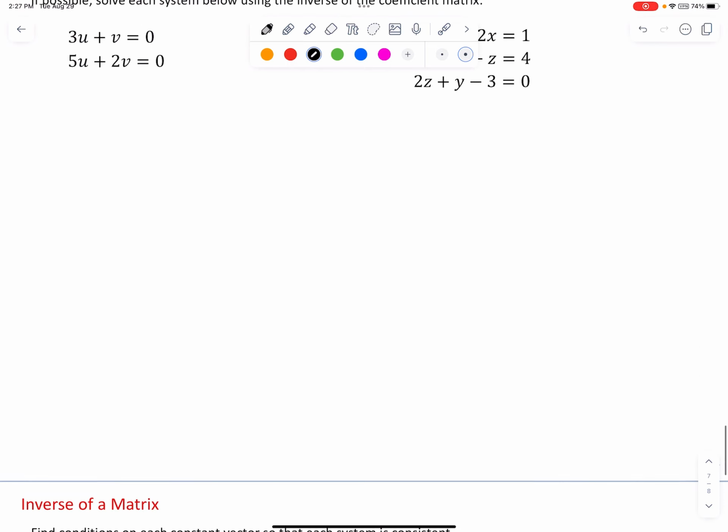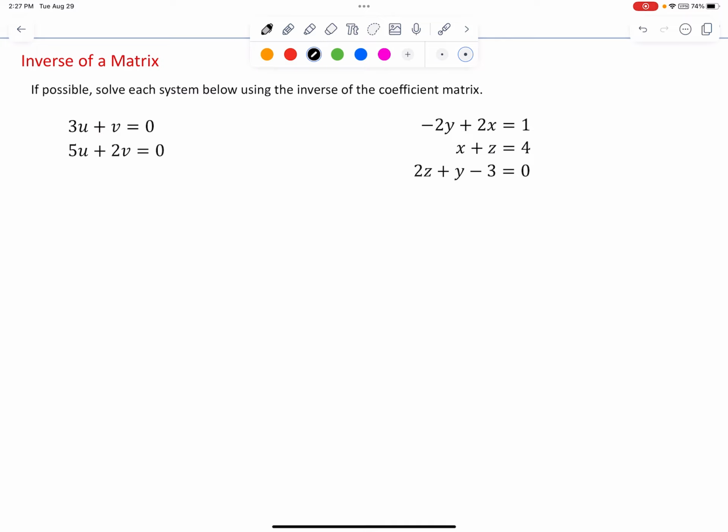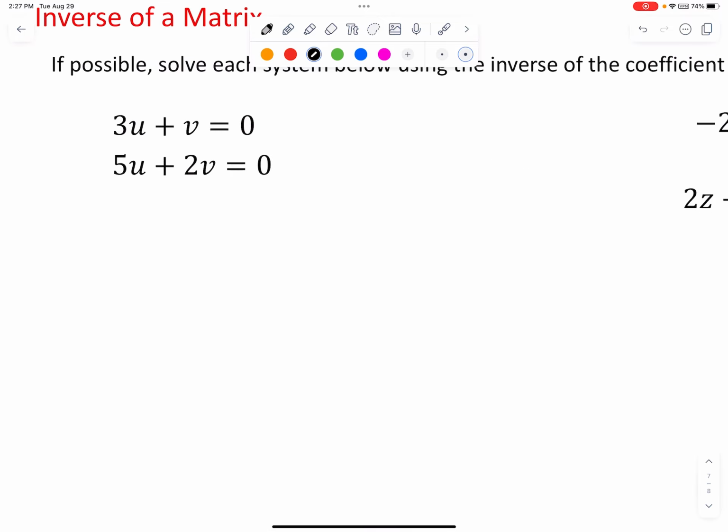Let's go to the next page. If possible, solve each system below using the inverse of the coefficient matrix. All right, so let's take a look at this system here. We have u's and v's as our variables, and they're already in the same order, so let's just keep that order.